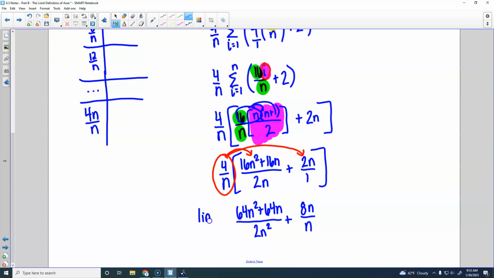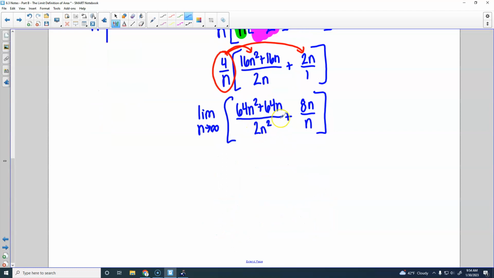Alright, so we need to do the limit as n approaches infinity of this stuff. I could get common denominators and put this all together, or I can just do the limit as n approaches infinity of 64n squared plus 64n over 2n squared plus the limit as n approaches infinity of 8n over n. You don't necessarily have to write that step. I just want you to see what I'm doing here.